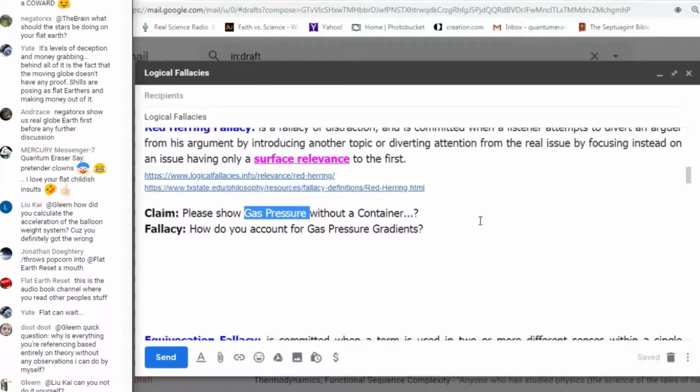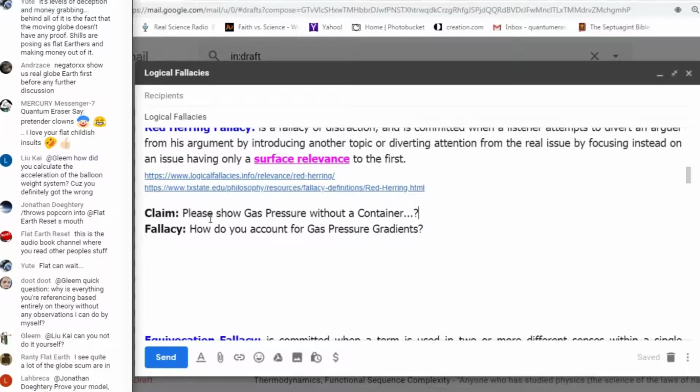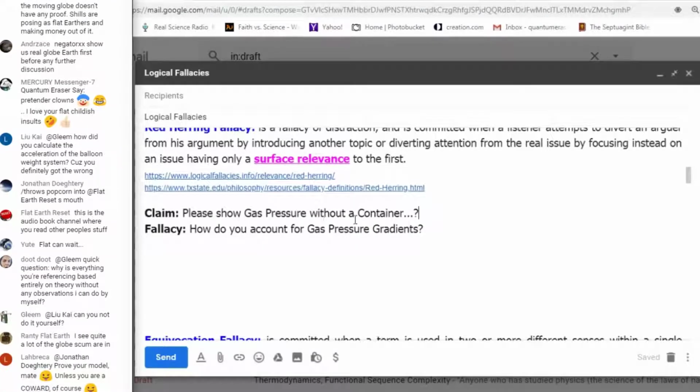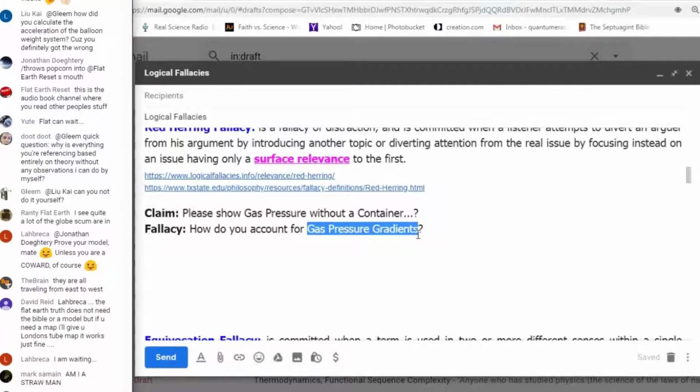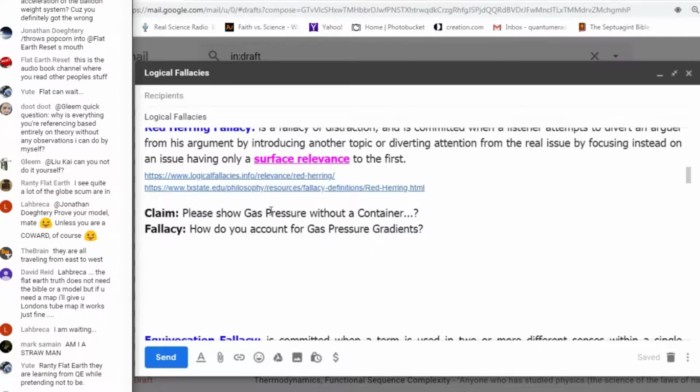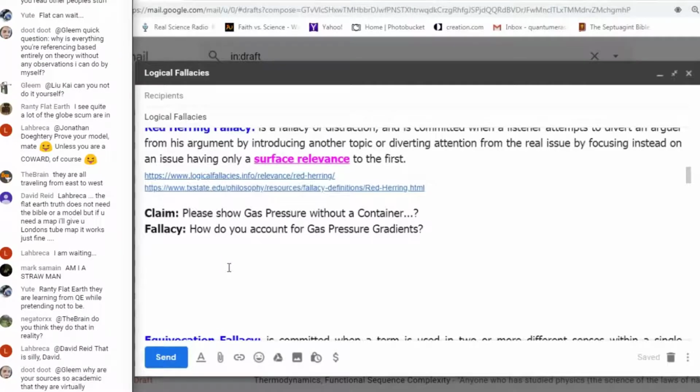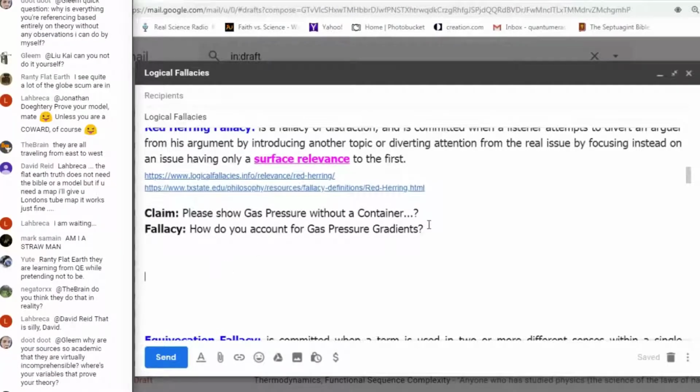What comes first, gas pressure or gas pressure gradients? See, we're asking you, where do you get gas pressure from without a container? You have to answer that question first before you go to the next question, gas pressure gradients. By the way, I have the answer to that in a closed system. Okay, so you see how this is a red herring fallacy. And I'll tell you what, even when you tell people, hey, this is a red herring fallacy, they have blinders on or something plugging their ears because they just repeat the same thing, right?